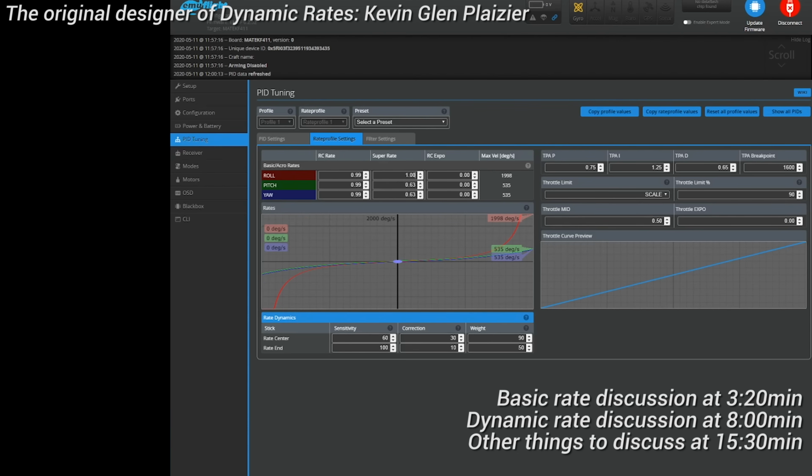The default numbers for both RC rate and super rate are 1 and 0.7. And as you can see here, again, my numbers are very close to default because defaults are pretty darn good.